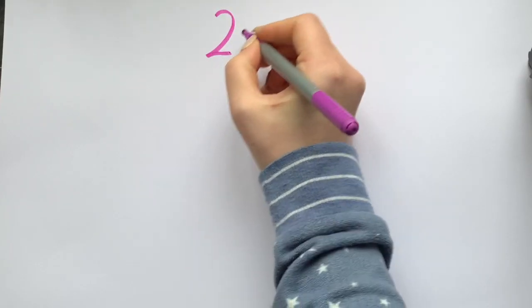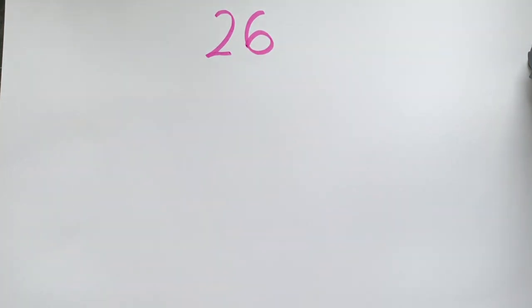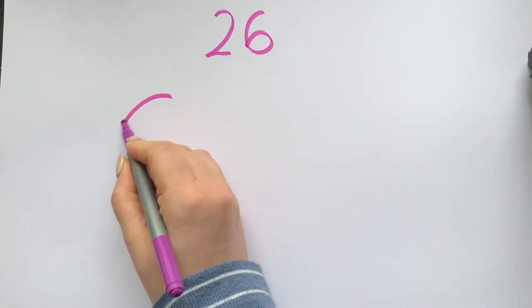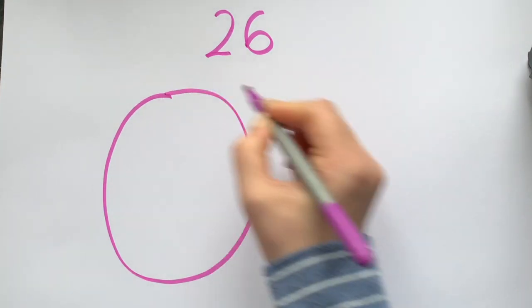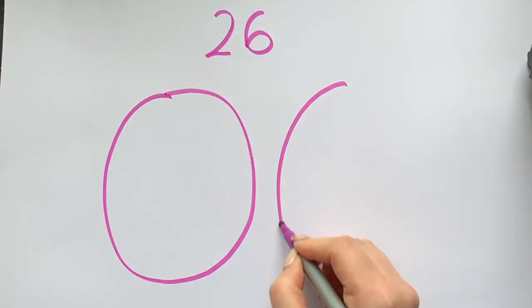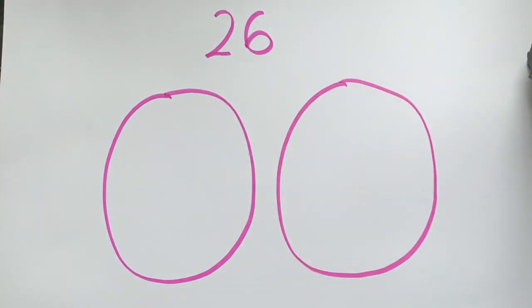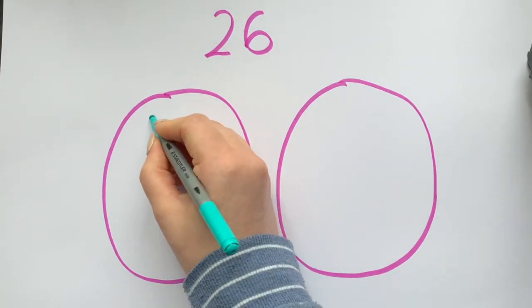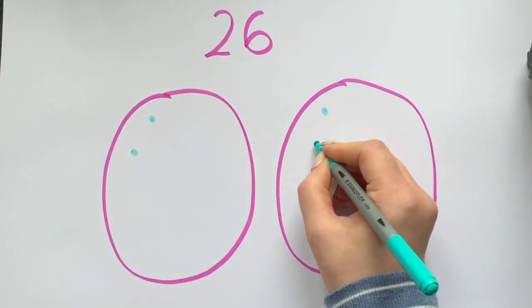Let's try another one. Our next number is 26. We're going to see if we can share this between 2 equal groups. So, draw 2 circles, making sure they're big enough so that you can see where your dots are so you don't get confused. And then we're going to share out 26 dots one by one. Pause the video and have a go, and we'll come back and check together.